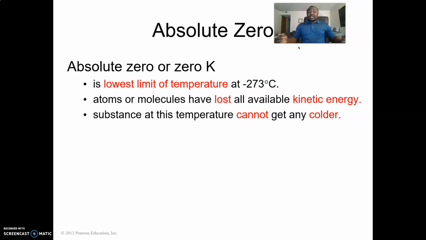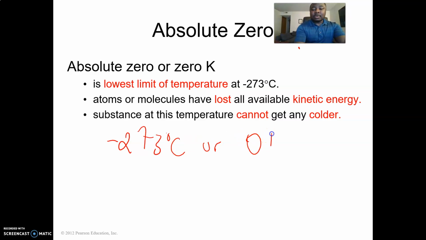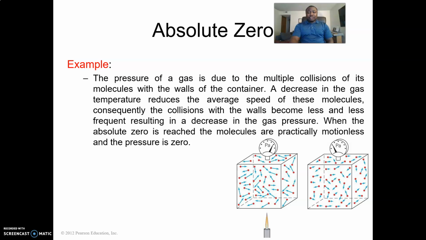So absolute zero, or 0 Kelvin, is the lowest limit of temperature. It's either minus 273 degrees Celsius, or it's the same as 0 Kelvin. Atoms or molecules have lost all available kinetic energy, like I said, and a substance at this temperature cannot get any colder. So we have a case here, absolute zero temperature.